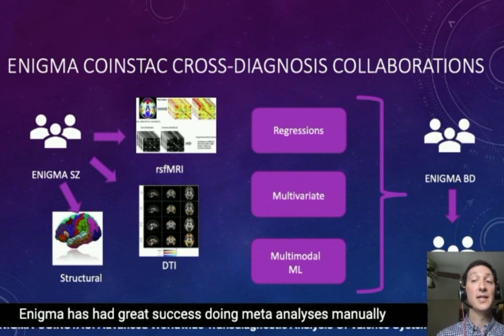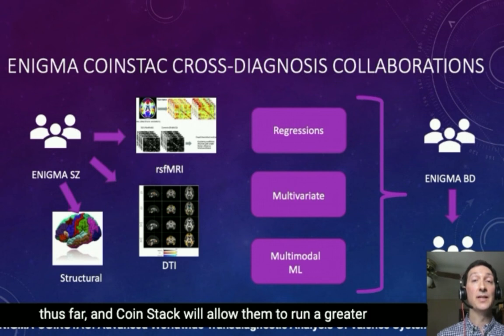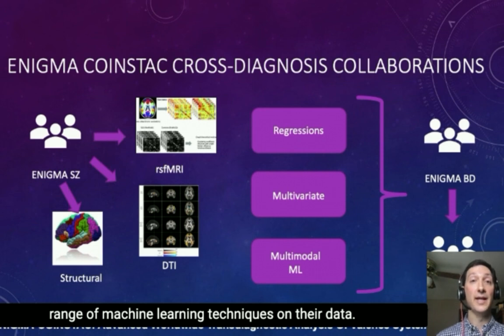ENIGMA has had great success doing meta-analyses manually thus far, and COINSTAC will allow them to run a greater range of machine learning techniques on their data.